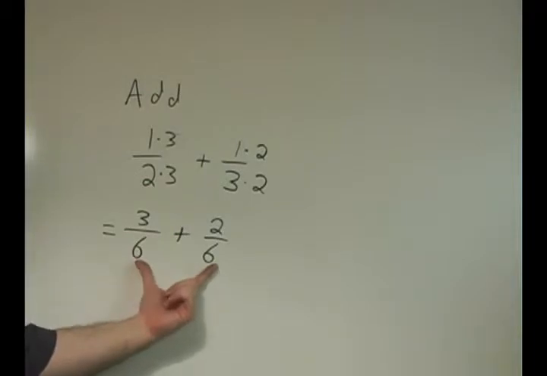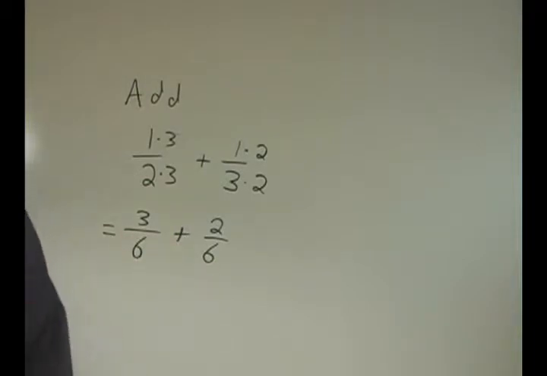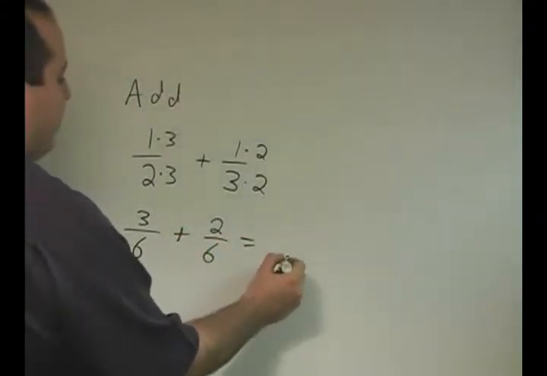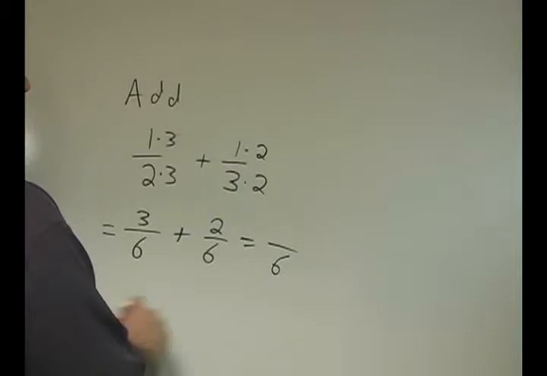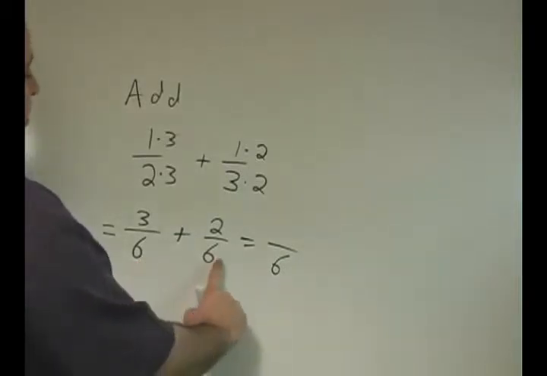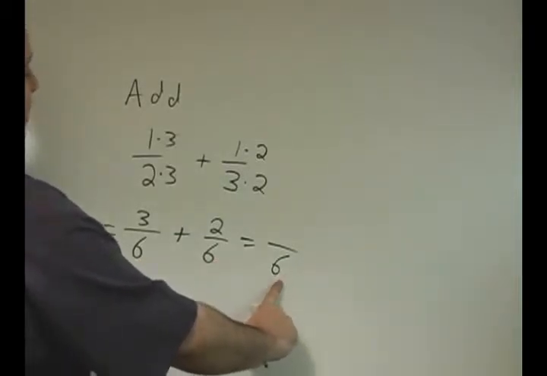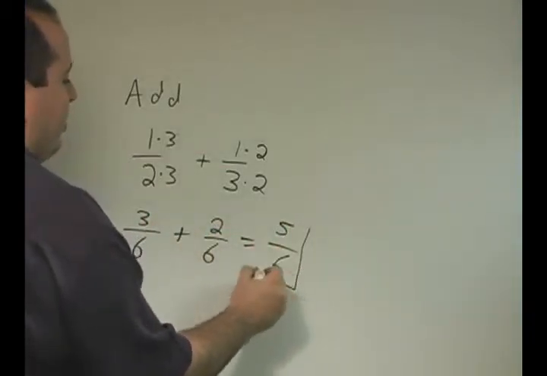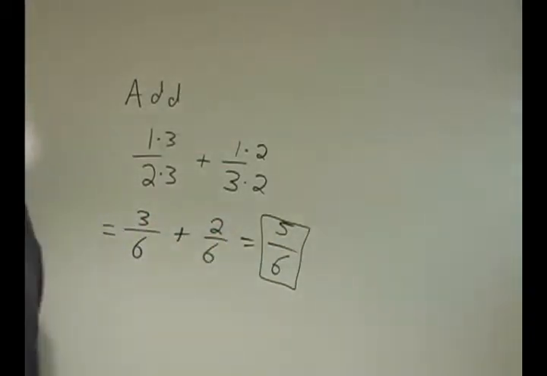So now these two denominators are the same, and then I have the rule for adding when the denominators are the same. And the answer is, if the denominators are the same, that's going to be the denominator of your final answer. So the denominator is 6 here, the denominator is 6 here, so the denominator of the final answer is going to be 6, and then you just add the tops. 3 plus 2 is 5. So the answer to this problem is 5/6.